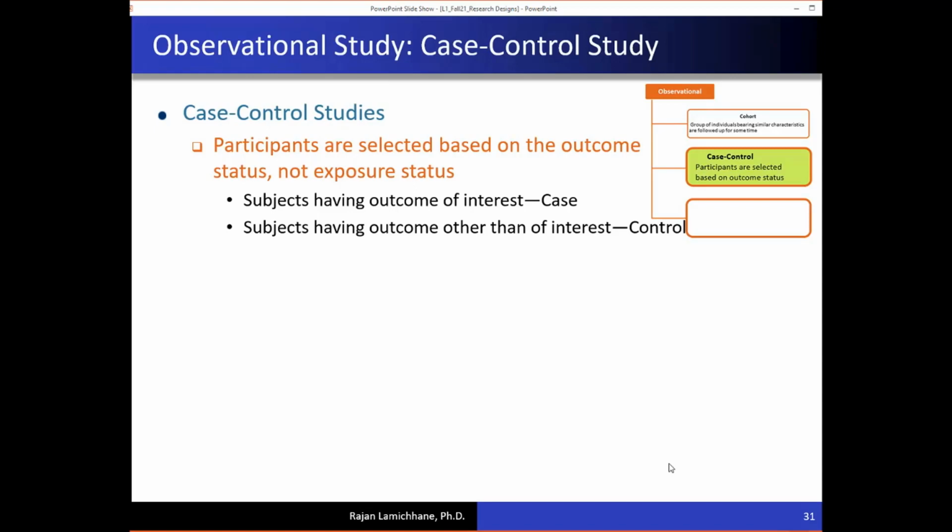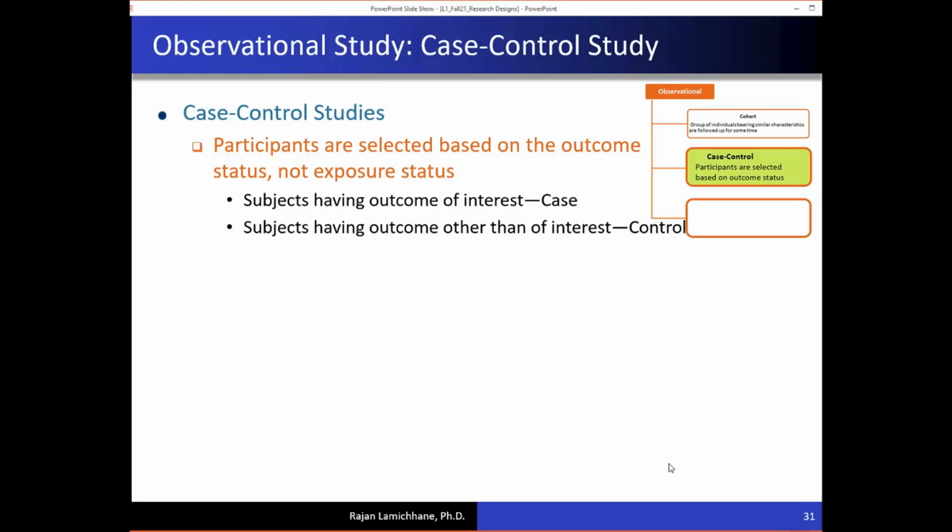Another study is called case control studies. Case control studies are always retrospective studies, because these studies are very useful when the disease is rare. And in such a case, it is not possible to follow the cohort. We don't know how many in the cohort will develop the disease, because the disease is rare. In that case, what we do is we always identify the cases, meaning the subjects who have the outcome of interest or the disease, and then we find similar matching controls.